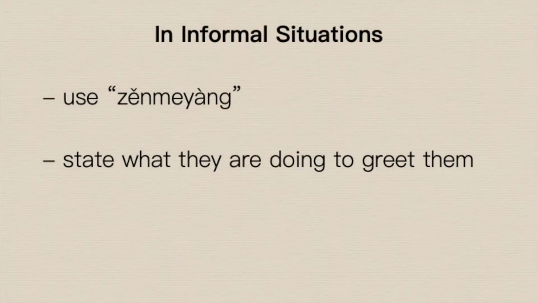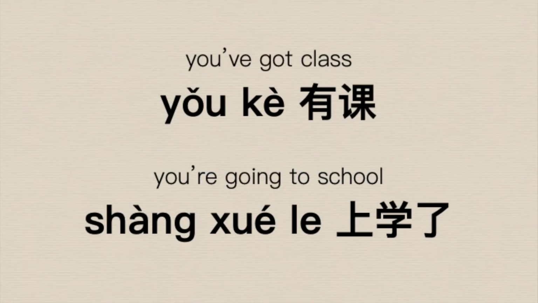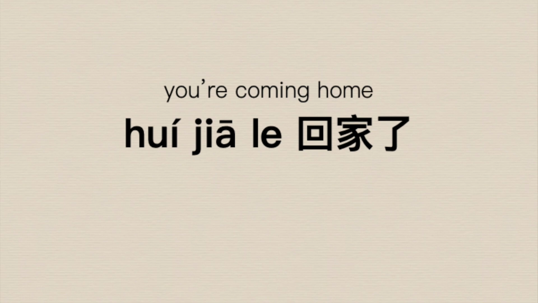Another great way to greet people you're close with, or I guess you could say a strategy to greet people you're close with, is to simply state what you see them doing. So if you see that they have arrived, you could say, 哦, 来了, 你来了. Hey, 小王, 你来了. You've arrived. You've gotten here. If you see them leaving to go to school, you could say, 有课啊. Oh, you've got class. 上学了. You're going to school. If you see that they're going to work, or let's say they're coming home, you see them coming back, you say 回家了, you're coming back home. This is just a way to show that you notice them, you care about them, you are concerned with what they're doing.